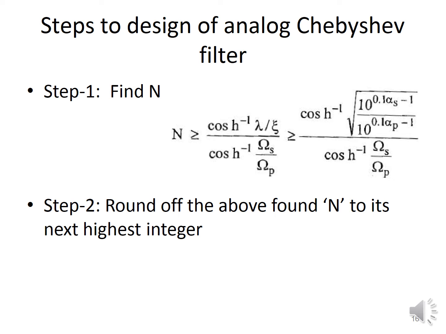And next we study the steps to design the analog Chebyshev filter. Step 1, find n. N is always greater than or equal to cosh inverse of lambda by epsilon divided by cosh inverse of omega s by omega p, where n is always greater than or equal to cosh inverse of root of 10 power 0.1 alpha s minus 1 divided by 10 power 0.1 alpha p minus 1, the whole divided by cosh inverse of omega s divided by omega p.